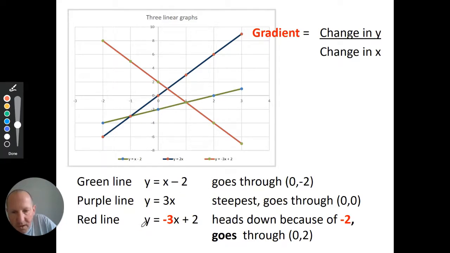If we look at the red line, this is one of the negative gradients that we spoke about, and that is going down that way. So as it goes across, it's going down because it's got a negative gradient, -3. So when it goes across 1, it goes down 3. If I put that in the gradient, changing y is -3, changing x was 1. That's where the negative comes from, -3 divided by 1.